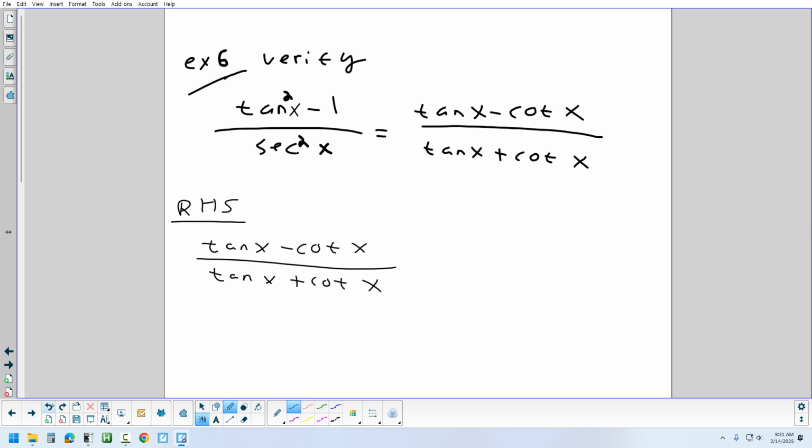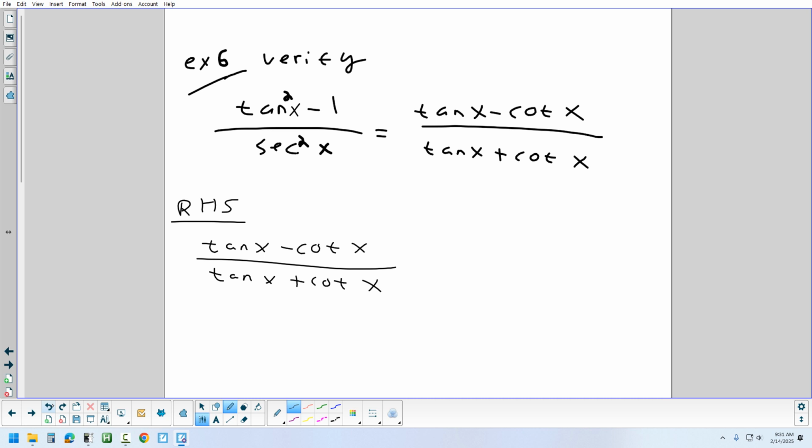All right. Any other thoughts what we could do with that right-hand side? Okay, you could change everything to sines and cosines. And there is a way to make that work. I will tell you it's probably more steps than the way I'm thinking of. So this problem kind of breaks the rule a little bit, and we're going to try something different that's going to be faster.